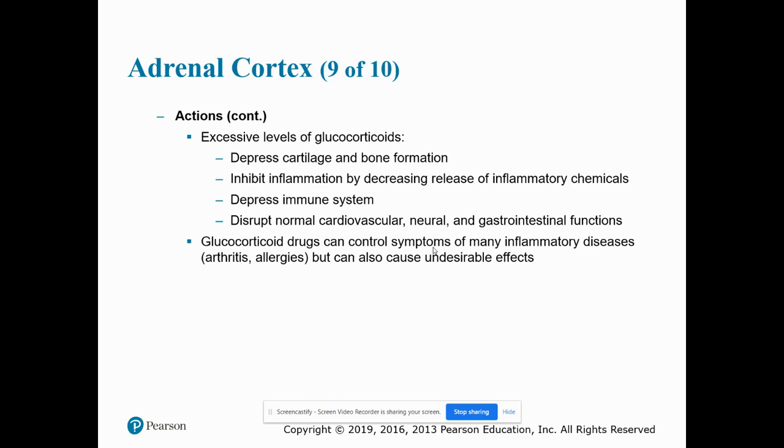Excessive levels of glucocorticoids do a number of things. They depress cartilage and bone formation, inhibit inflammation by decreasing release of inflammatory chemicals, depress the immune system, and disrupt normal cardiovascular, neuro, and GI functions. Glucocorticoid drugs can control symptoms of many inflammatory diseases such as arthritis and allergies, but they can also cause a number of undesirable effects.